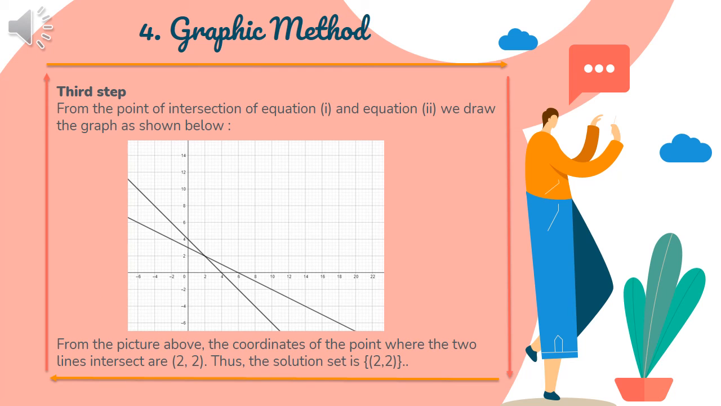Third step, from the points of intersection of equation 1 and equation 2, we draw the graph as shown below. From the picture above, the coordinates of the point where the two lines intersect are (2, 2). Thus, the solution set is (2, 2).